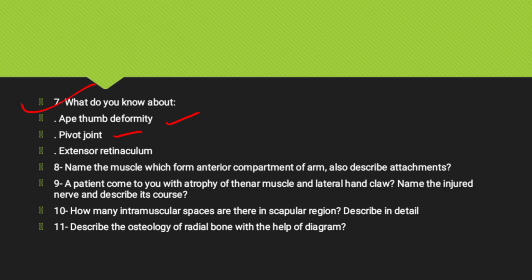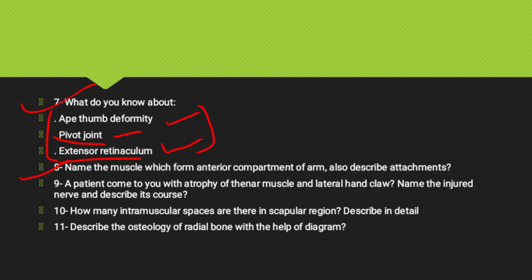Pivot joint, it is included in the synovial joint category. Next we have the extensor retinaculum. Retinaculum covers the tendons in the hand and the feet. These are the important three short questions that are commonly asked.